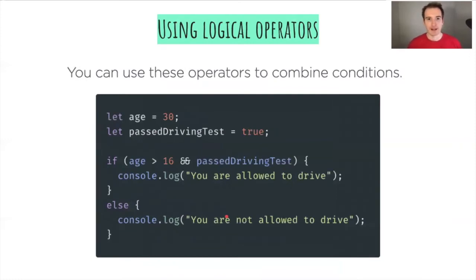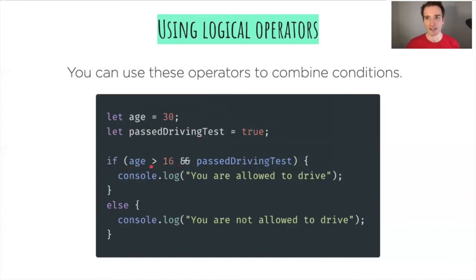Okay, so using these logical operators, we can put them inside of these if statements, and we can essentially combine different checks to create one check that decides whether the if statement runs. In this case, we have two variables. We have age, and we have a Boolean value of whether that person passed a driving test.